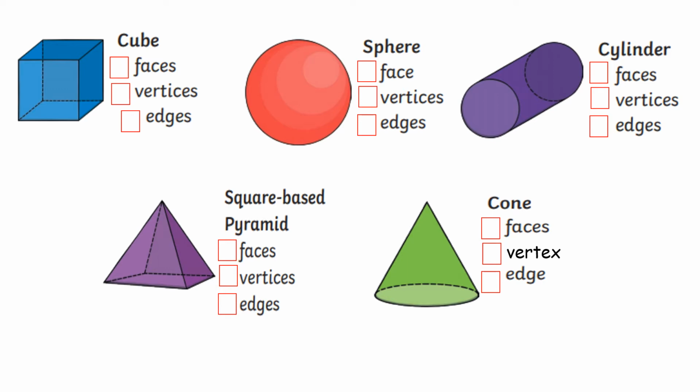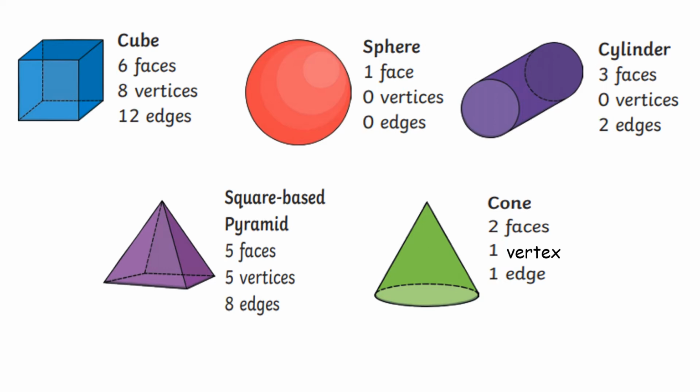Let's very quickly remind ourselves about the properties of these 3D shapes. So we have a cube, a sphere, a cylinder, a square-based pyramid, and a cone. Pause the video and see if you can remember the number of faces, vertices, and edges on one of these shapes, or more if you really want to challenge yourself. And here are the answers. Well done if you got some of them correct.